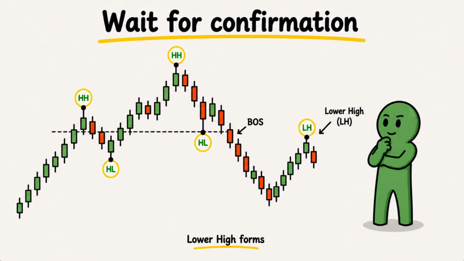What does confirmation actually look like? It looks like the market's starting to build structure in the new direction. Maybe a lower high forms, maybe sellers start holding control. That's confirmation, because a reversal is not one moment, it's a process.